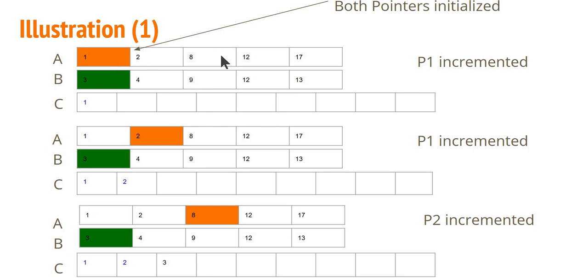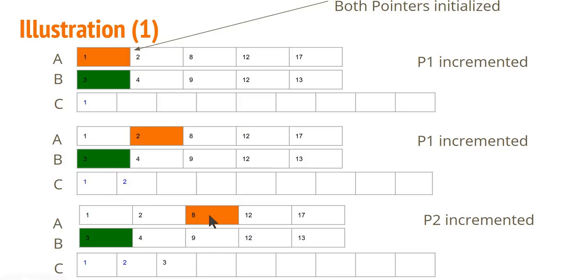Let's say I have two lists. Now I've taken lists of equal length to start with. So 1, 2, 8, 12, 17, and 3, 4, 9, 12, 13. So I start with both pointers being where they are. Clearly 1 is smaller, so I add 1 to the list. I increment P1. So now it's 2 and 3. Still 2 is smaller, so I add 2 to this list. I increment this pointer, this goes to 8.